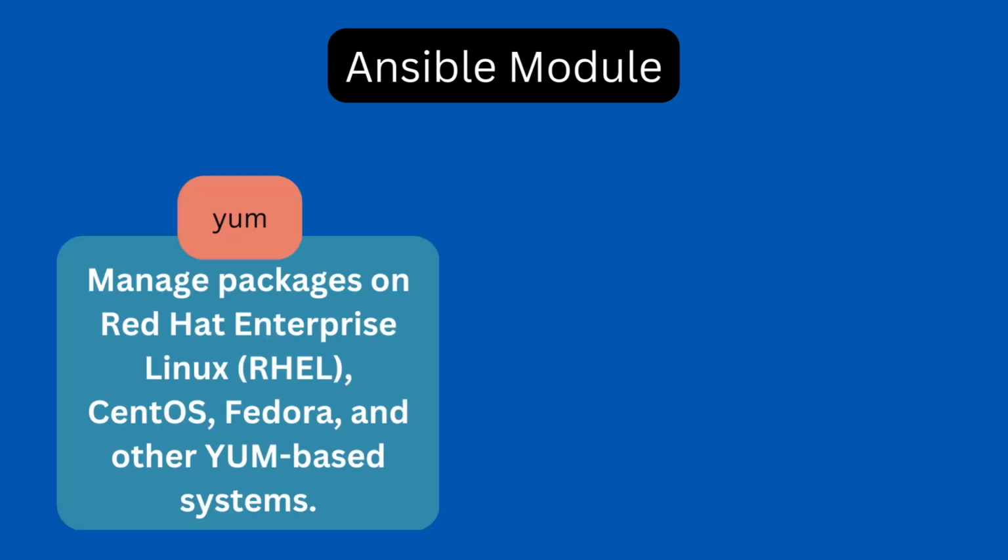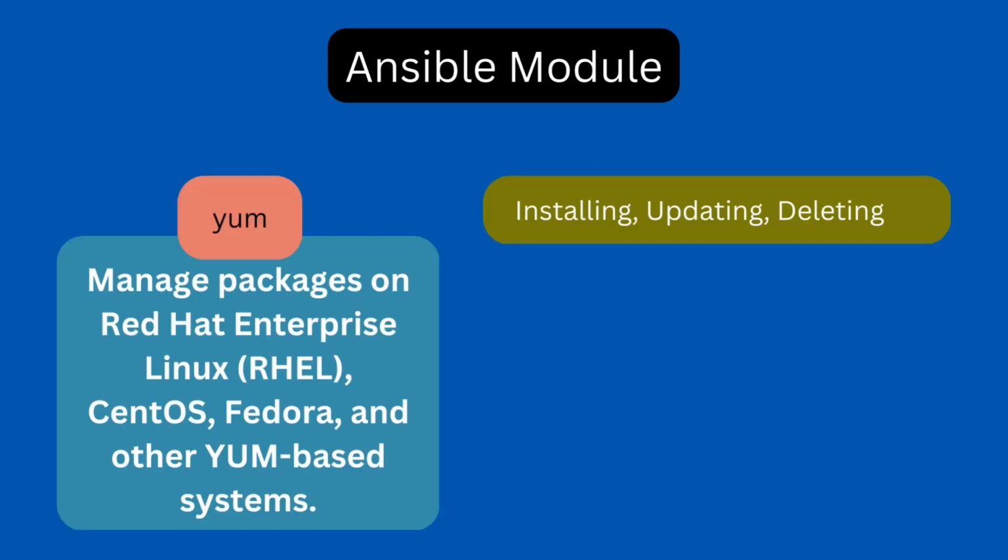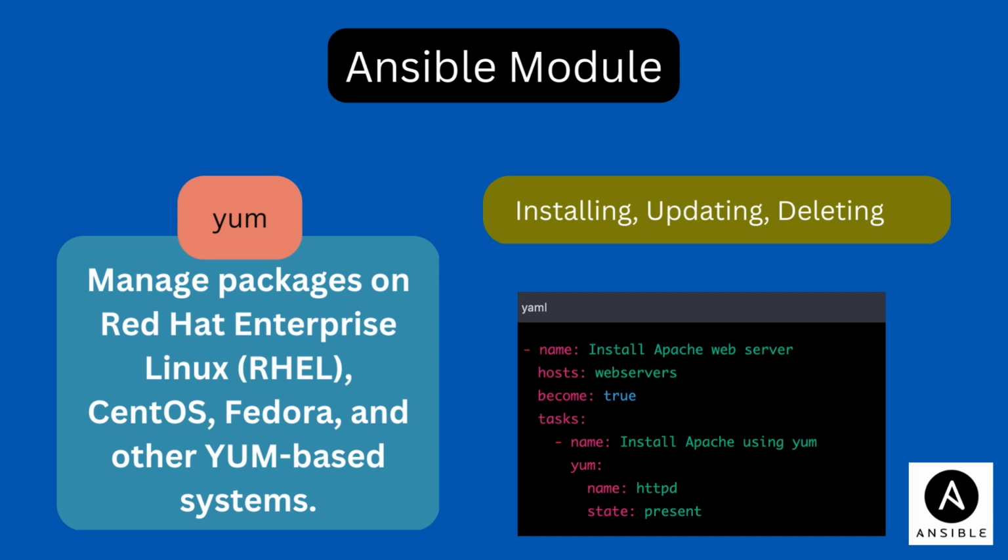The yum module is used for managing packages, like installing, updating and deleting packages, on Linux systems like RHEL, CentOS and Fedora. Here is a sample playbook in which we are using the yum module to install Apache.